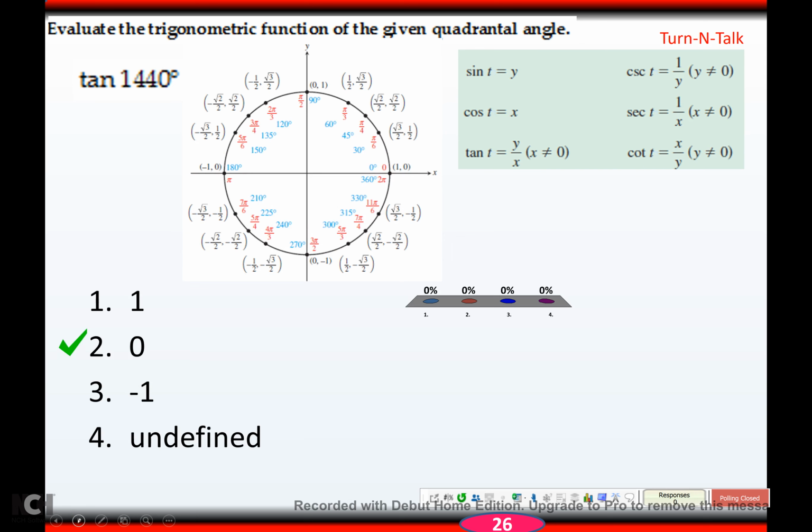And hopefully you got 0. So if I take 1440 and I divide it by 360, it goes 4 times. So 1, 2, 3, 4. I'm back here at 0 degrees. So the coordinates there are 1, 0. Tangent is y divided by x. The y coordinate is 0 divided by the x coordinate is 1. 0 divided by anything is 0. You just can't have 0 on the bottom.